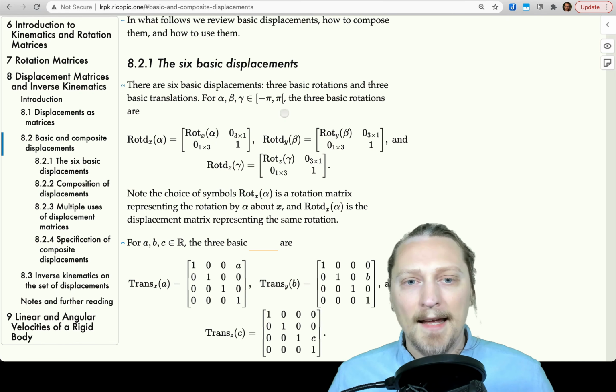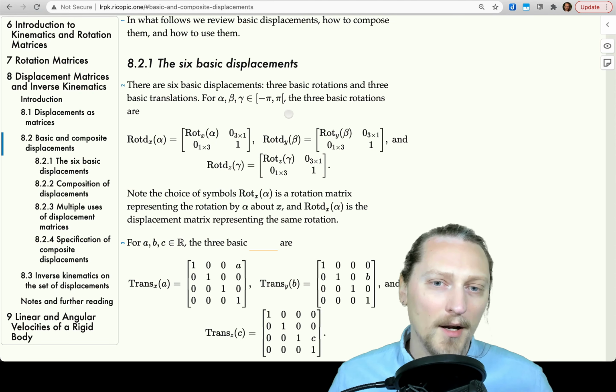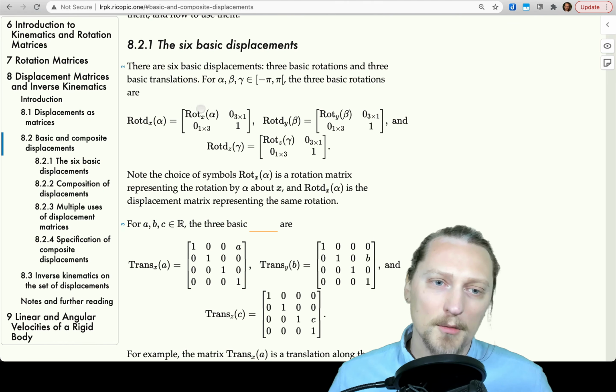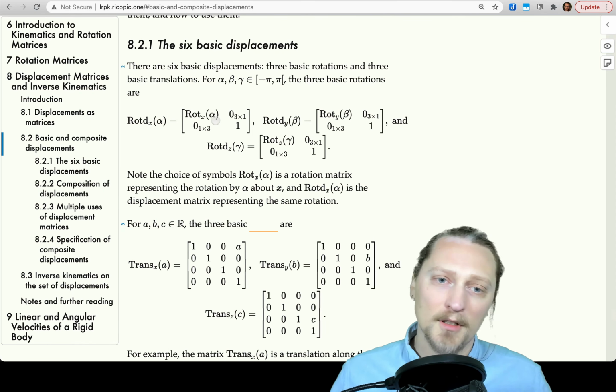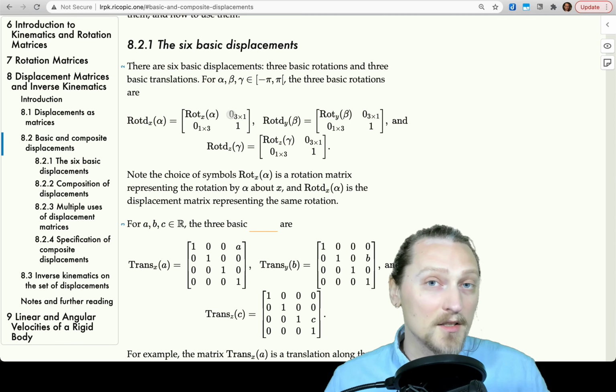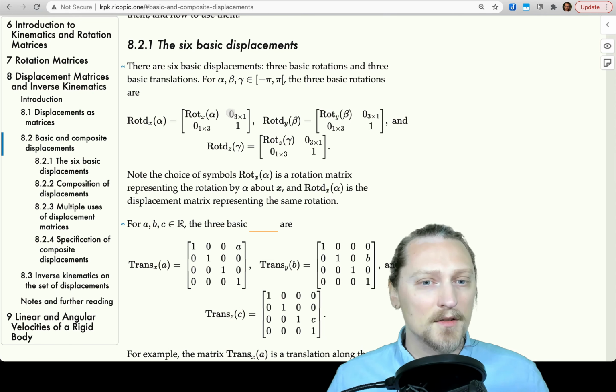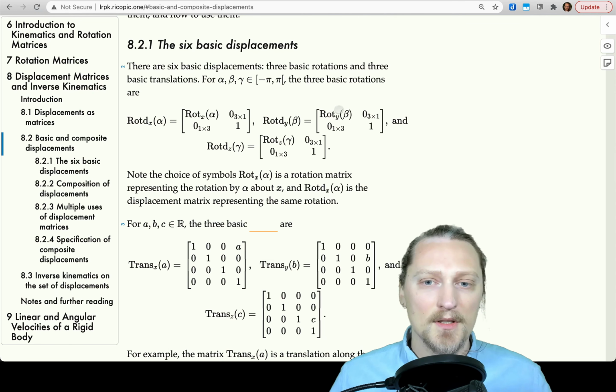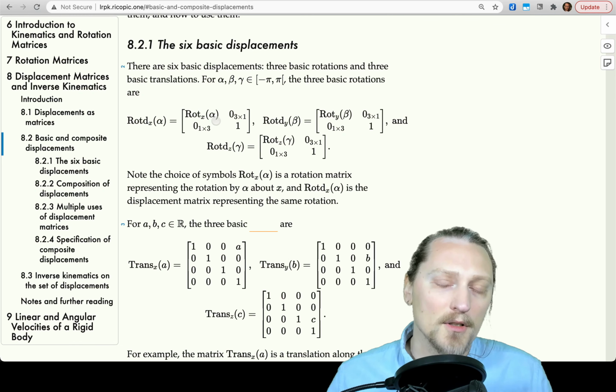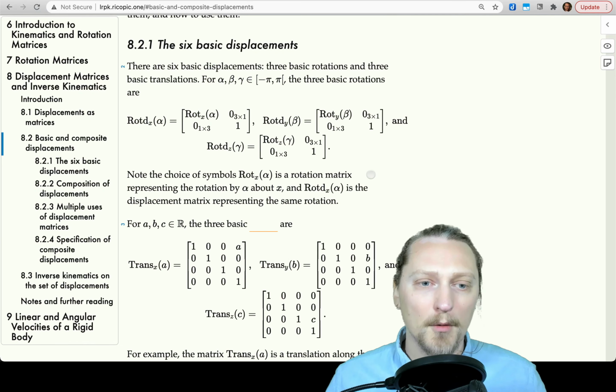For alpha, beta, gamma in negative pi to pi, the 3 basic rotations are given here. So we're going to define the rotation without the translation. So this is a displacement matrix, but we've made the translations 0, right? So we're just left with the rotation, which is just what we had before.